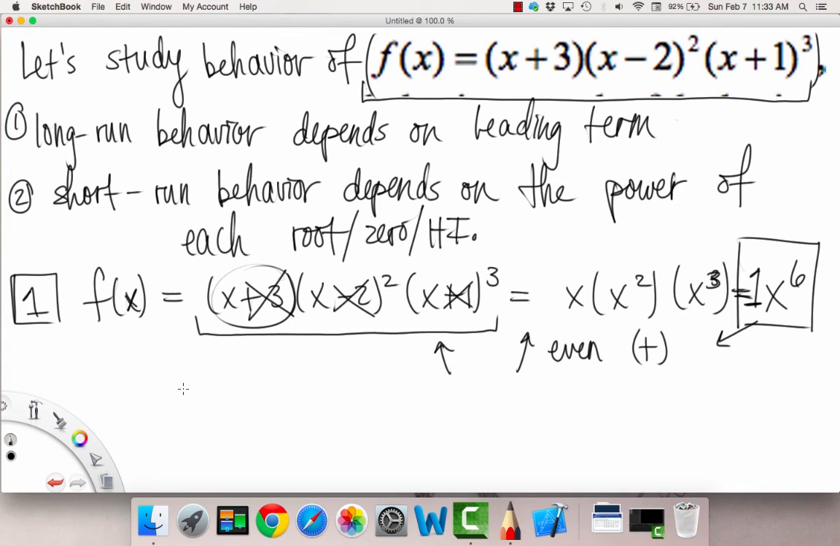Okay? Alrighty, now for point number 2. So let me start on the next slide to explore number 2.